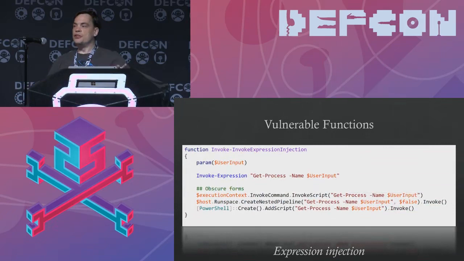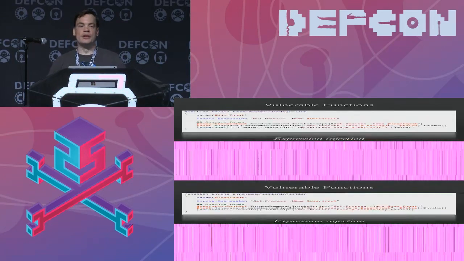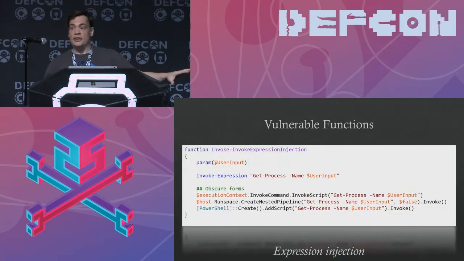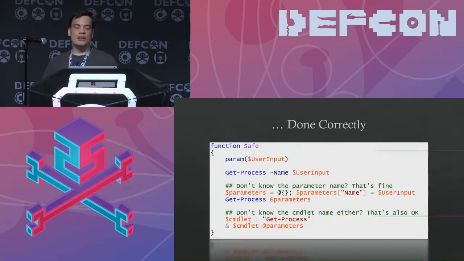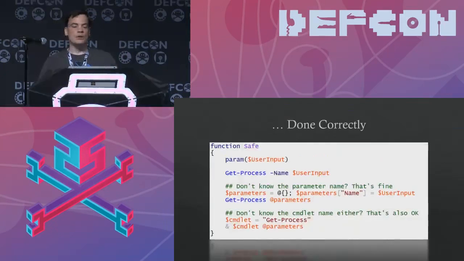There's a bunch of obscure forms of script injection coming here from invoke script, create nested pipeline, add script. So make sure to keep your eyes on those. But here's an example of it being done correctly. It turns out you almost never need invoke expression in PowerShell.